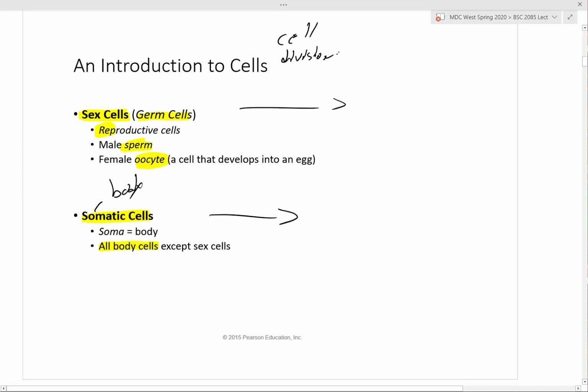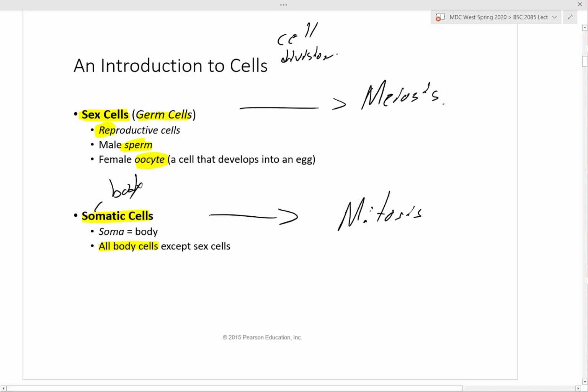For sex cells, right, the cell division will be what? Mitosis or meiosis? Meiosis. For somatic cells, it's going to be what? Mitosis. And I believe we talked about it in the lab, right? If you're one of those students.